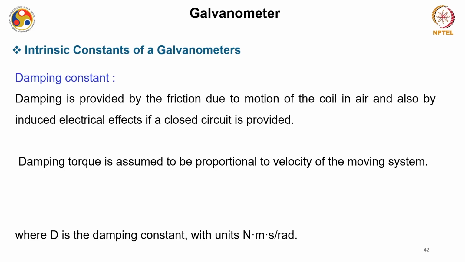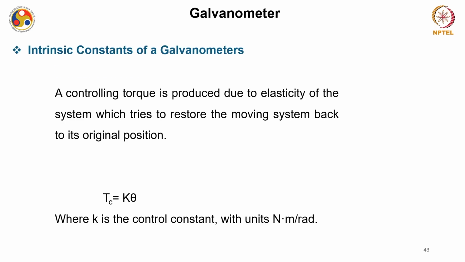Then the third is the damping constant of a galvanometer. Damping in the case of a galvanometer is provided by the friction due to motion of the coil in air, and also by the induced electric effect if a closed circuit is provided. The damping torque is assumed to be proportional to the velocity of the moving system, and the damping torque equation can be written as Td equal to D into d theta by dt. In this case, D is the damping constant and has a unit of Newton meter second per radian. So this is another constant of a galvanometer.